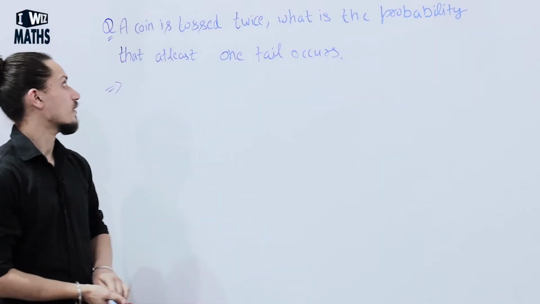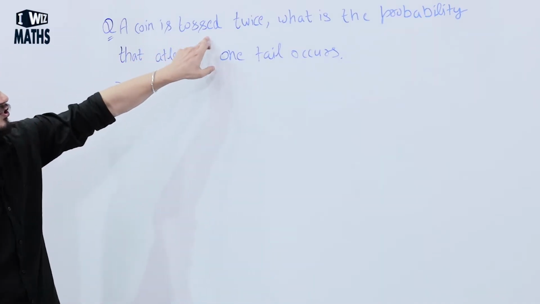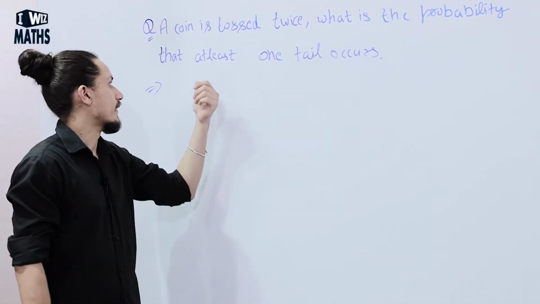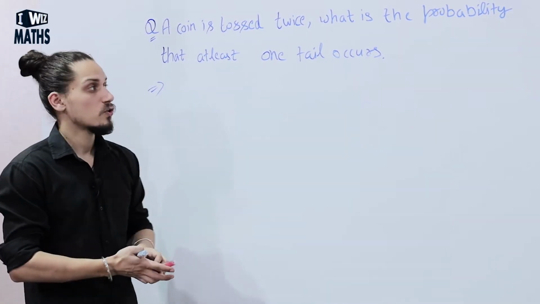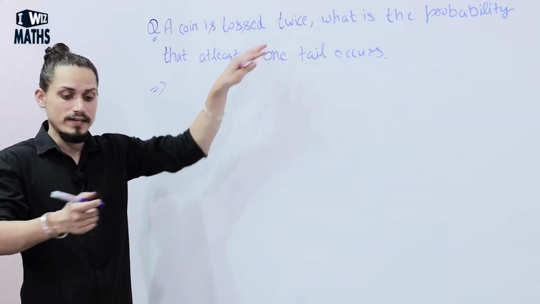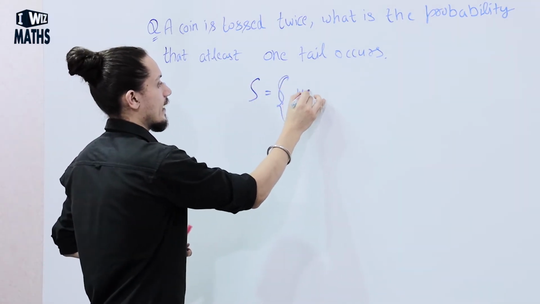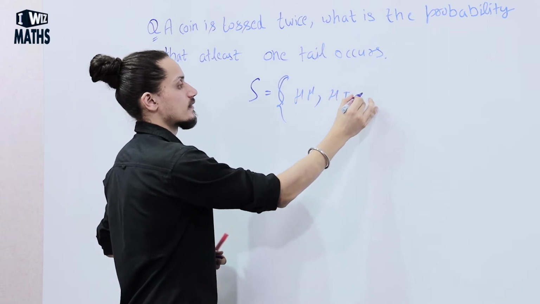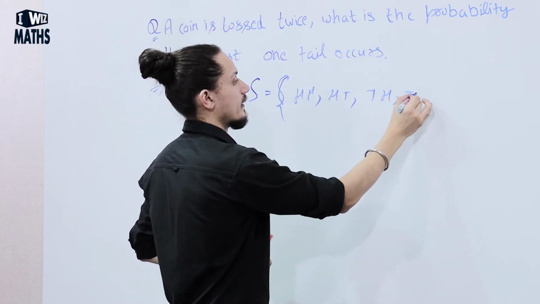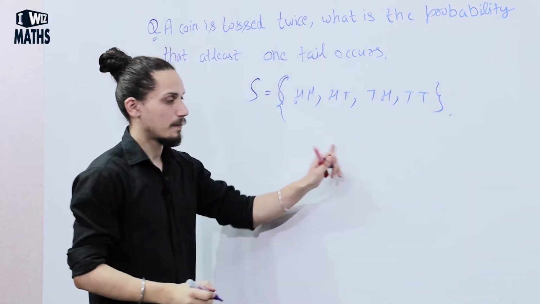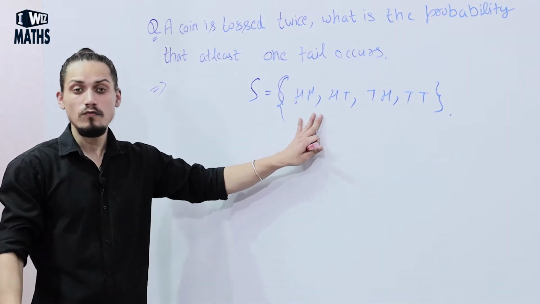Now in this example we are given a coin is tossed twice. What is the probability that at least one tail occurs? So firstly, if a coin is tossed twice, its sample space is equal to HH, HT, TH and TT. This is our sample space, that is the total number of outcomes.